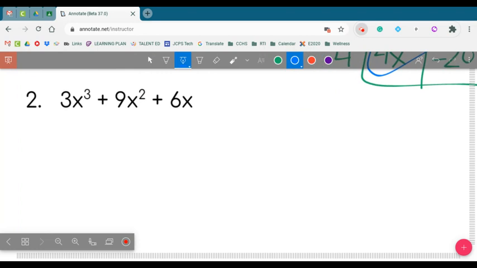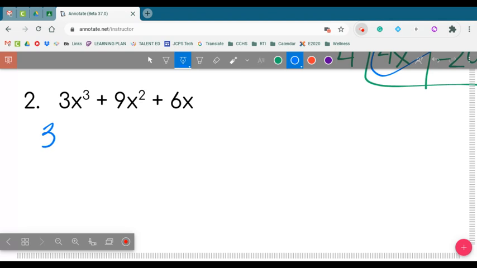Next one, I have 3x cubed plus 9x squared plus 6x. First, my a value is not 1, so I always have to think, can I pull out a GCF? So can I pull out a coefficient from 3, 9, and 6? Yes, you can pull out a 3. Now, can I pull out an x from every term? Yes, because there's 1 in every term. I can just pull out 1.